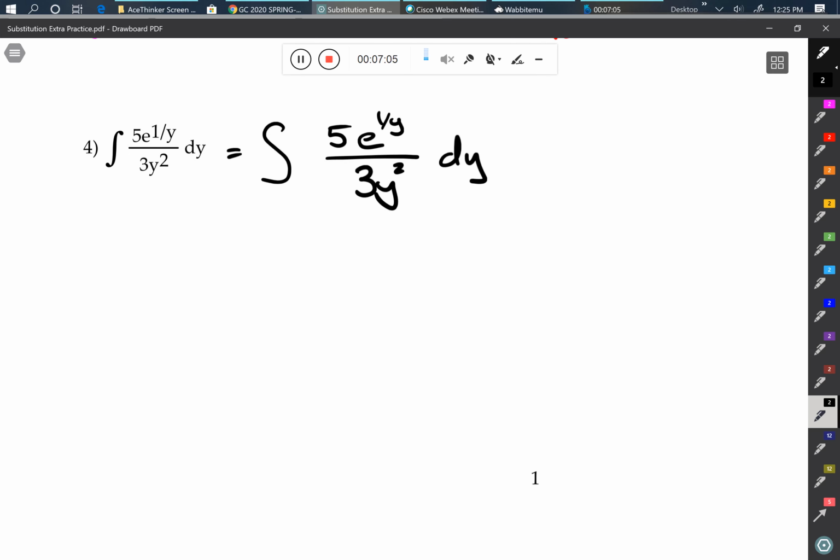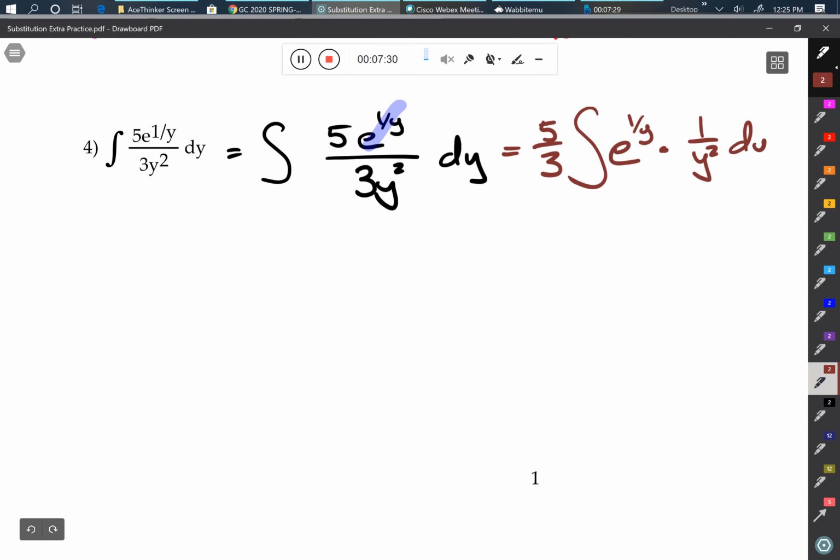Now, I'm not sure what's going on here, but I'm seeing something I've seen before. I'm seeing an exponential term with an ugly exponent, so maybe that's the key. So I'm going to move some things around here and see if I can make this make sense. Could I call this 5/3 just to get those numbers out of there? e to the 1 over y times 1 over y squared dy. If you're wondering why I did this, it's because those things are just annoying me, and since they are a coefficient, I can always pull that coefficient out in front of my entire expression.